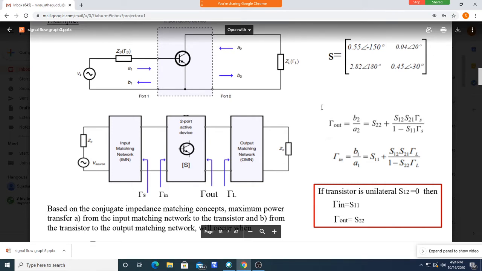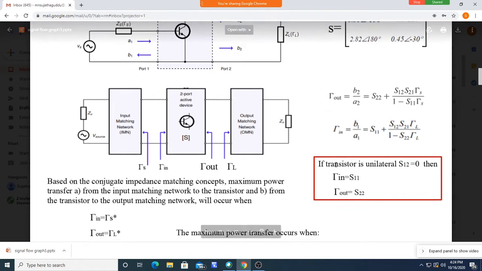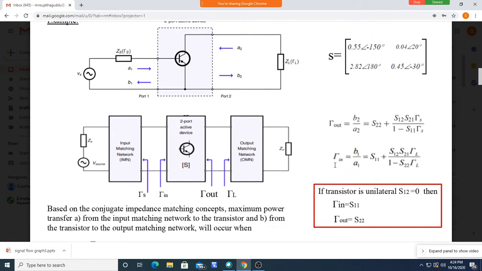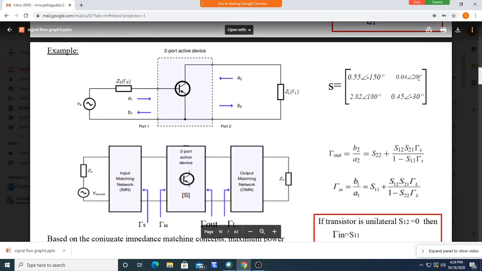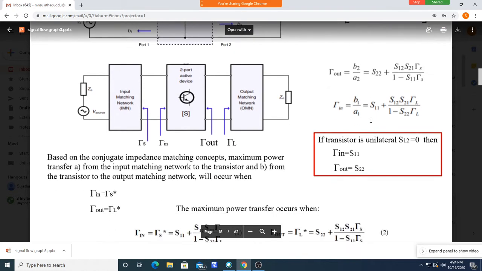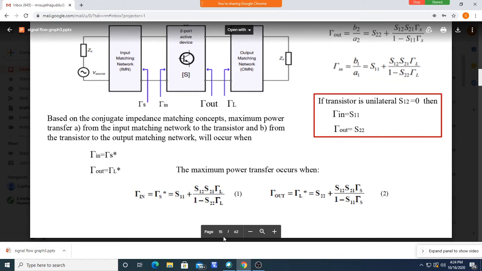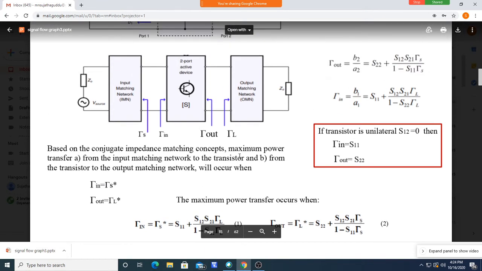Okay, that we will see the unilateral case in the next sections. So if there is a value for this, that is called a bilateral case. Okay, so this is about the conjugate impedance matching.